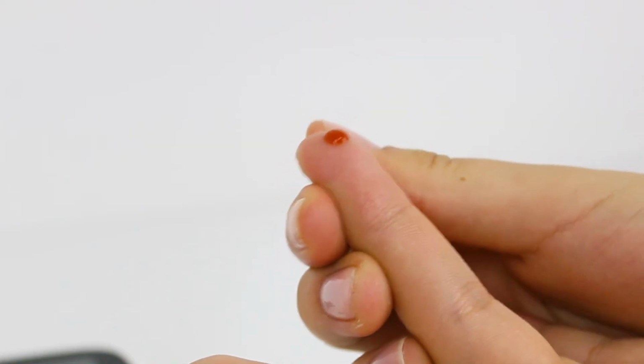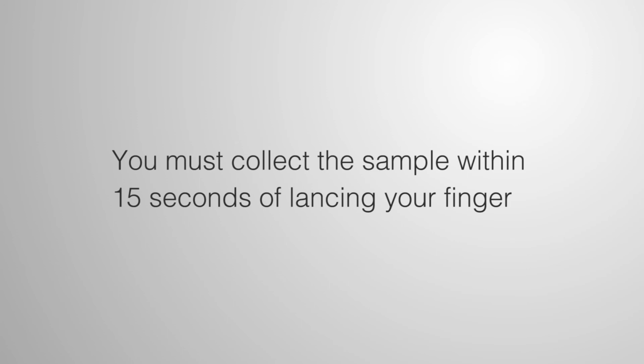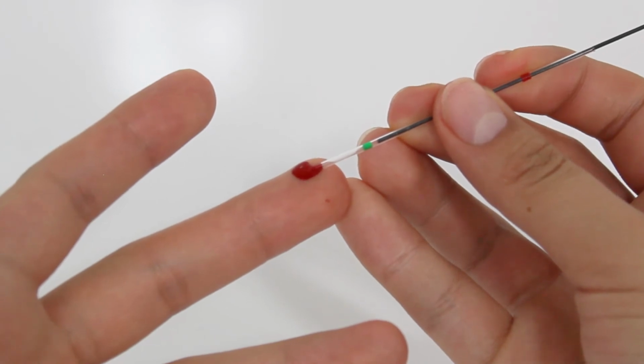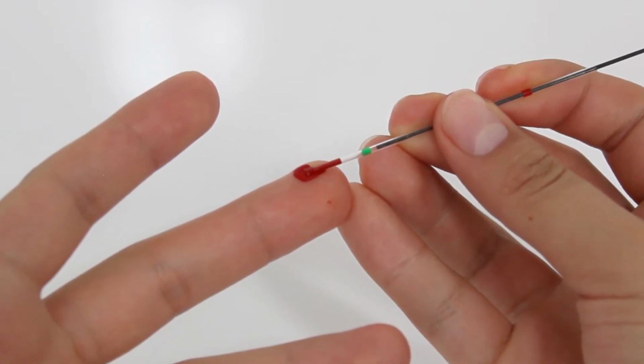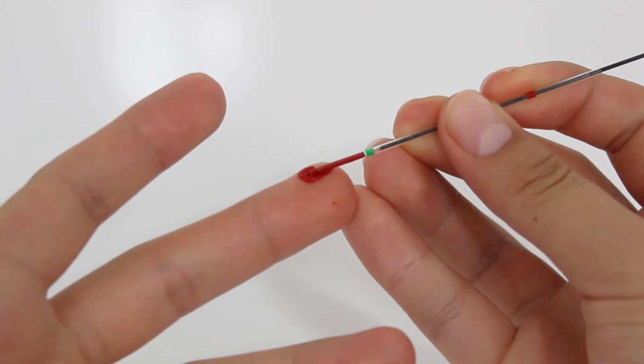Keep gently squeezing the finger until you produce a pea-sized bead of blood. You must collect the sample within 15 seconds of lancing your finger. Holding the transfer tube horizontal, touch the tip to the bead of blood and let capillary action fill until blood flow stops at the green band.